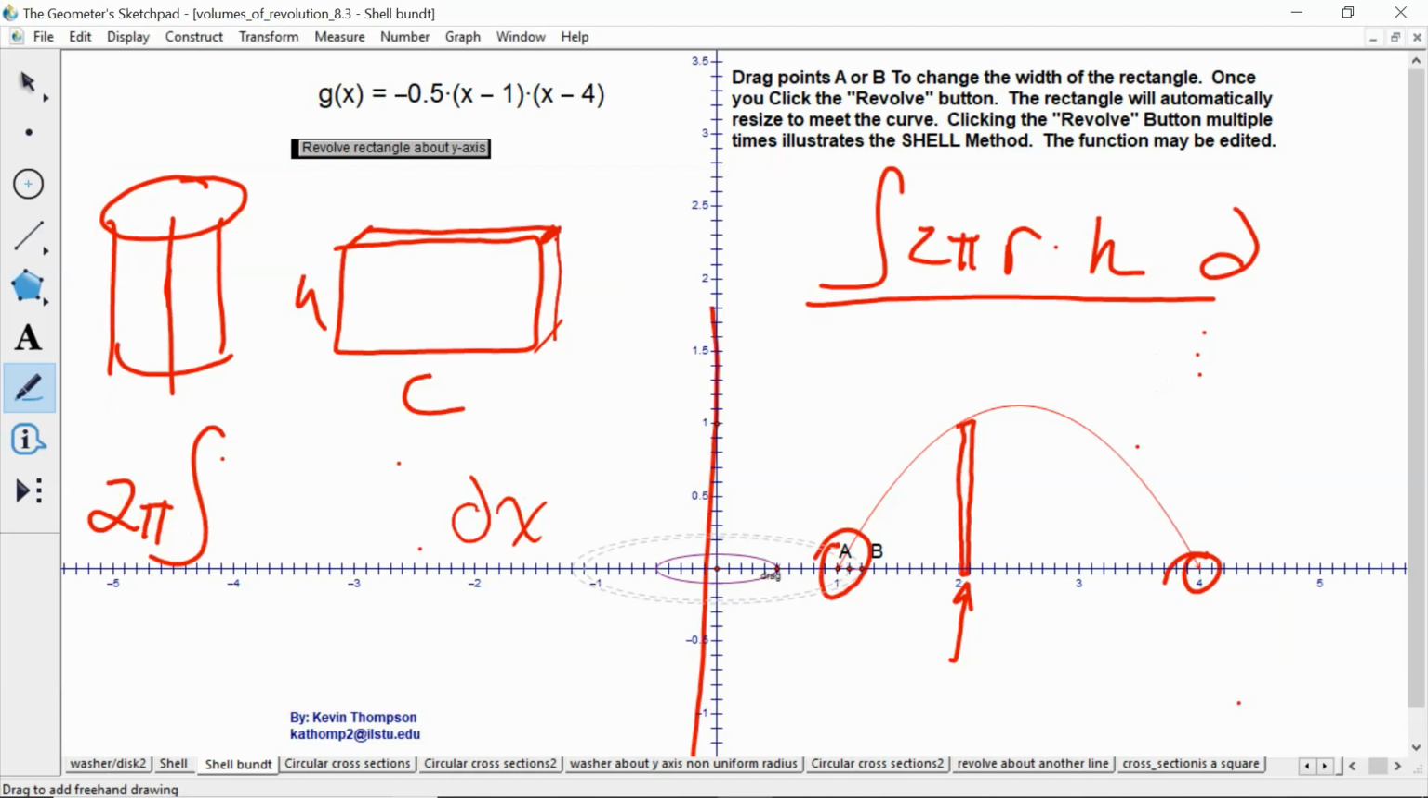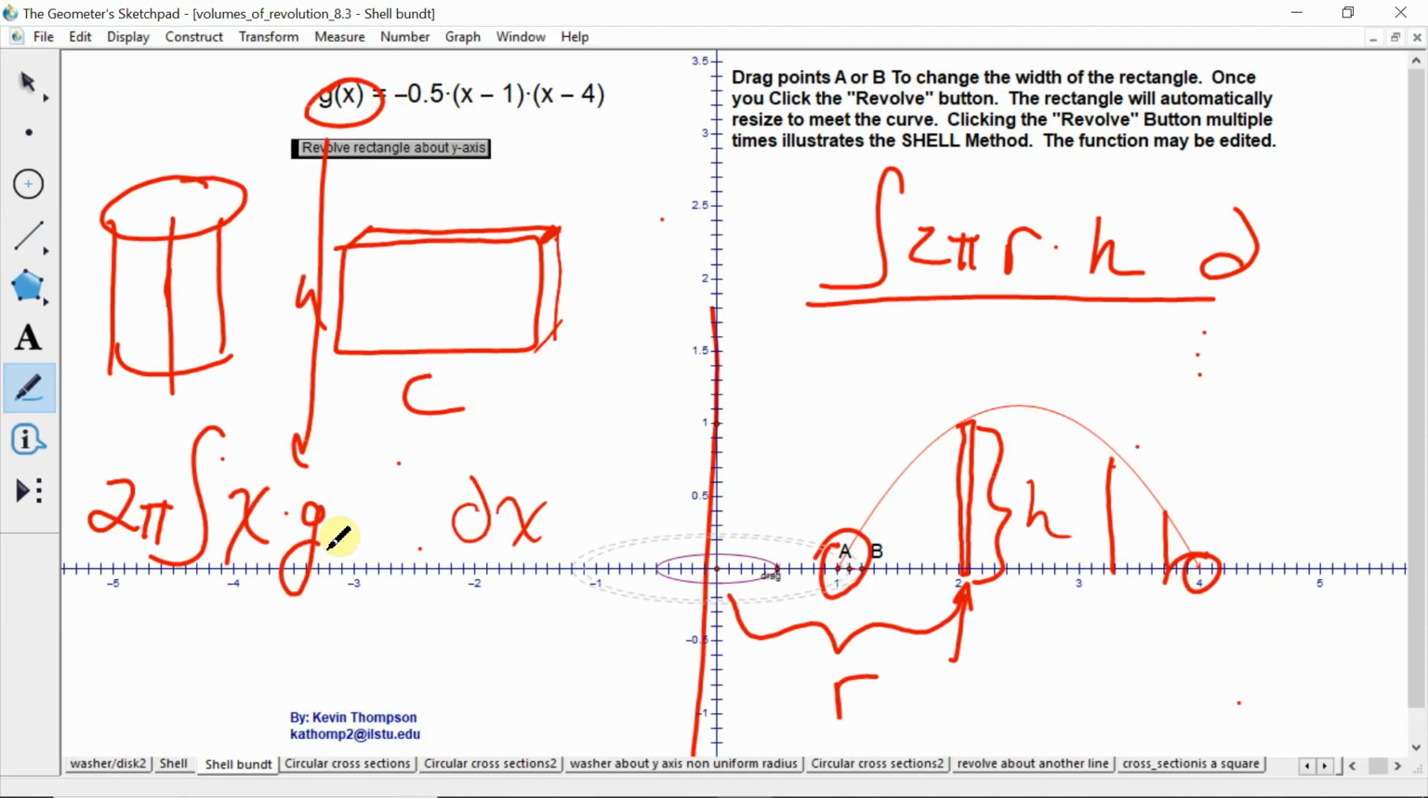The radius. Well, the radius should be this in the drawing, right? It's from the axis still. That is definitely just an x value, right? So wherever I draw this rectangle, isn't the radius whatever x is? Okay, so the radius is x. The height of the rectangle, well, that's defined by the function. So again, it's perfectly acceptable to just write g of x there. Like you could write the function out, but there's no confusion here if I write g of x, so I can just put g of x.